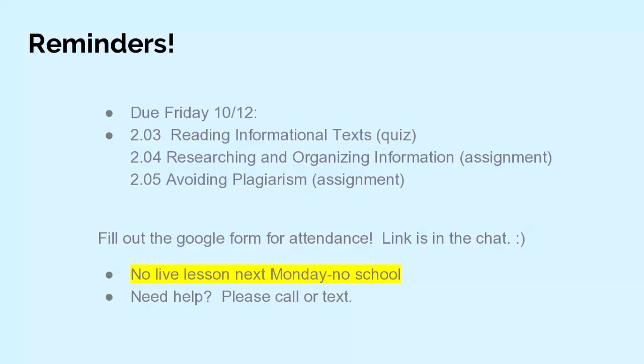Okay. So due Friday. This is this Friday. You have 3 things due this Friday. 2.03 is reading informational text. That's a quiz. 2.04, that's articles in the graphic organizer that we just talked about. I gave you a very brief overview because I want you to understand how to fill out the chart, but you still need to go and review 2.04. And 2.05, avoiding plagiarism, is an assignment, okay?